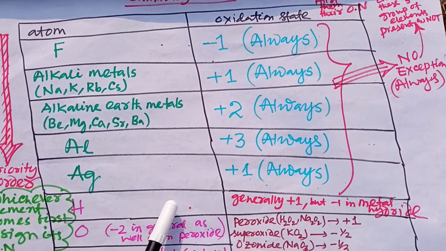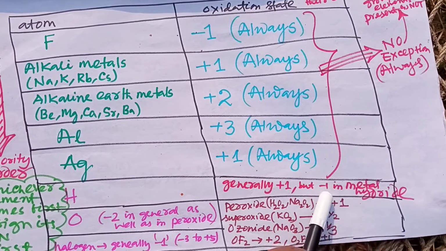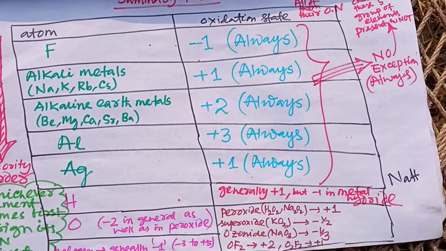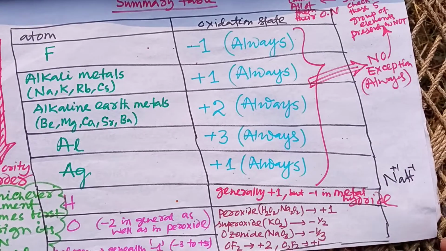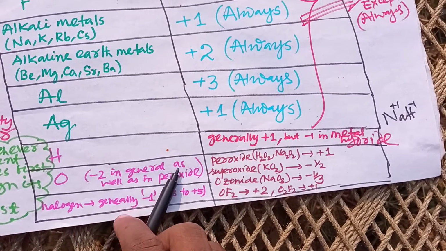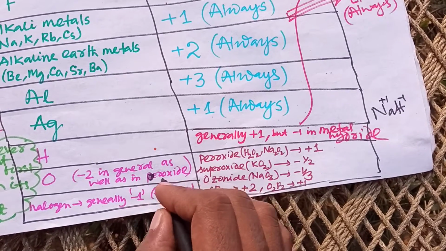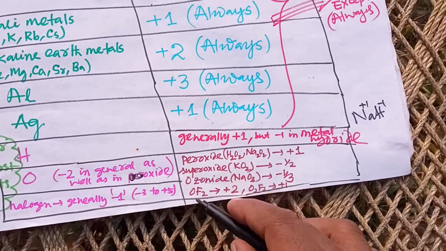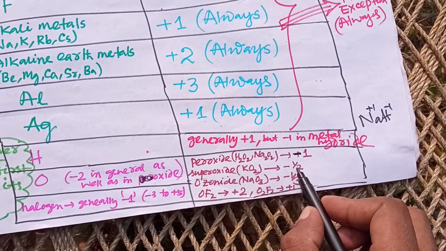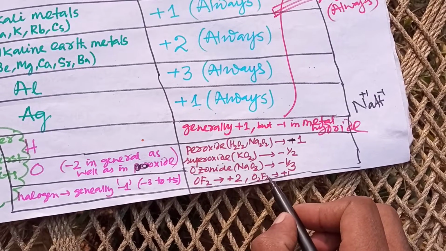Then comes hydrogen. Hydrogen is basically +1, but in a metal hydride its oxidation state is -1. For example, in sodium hydride, sodium is +1 and hydrogen is -1. The oxidation number of oxygen is -2 in general, but in peroxide it is -1. In superoxide like KO2 it is -1/2. In ozonide like NaO3 it is -1/3. In OF2 it is +2 and in O2F2 it is +1.